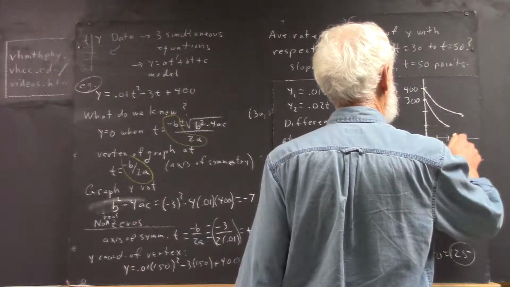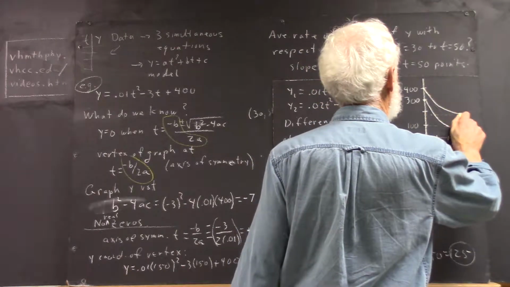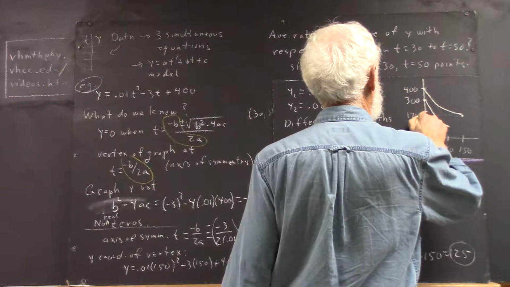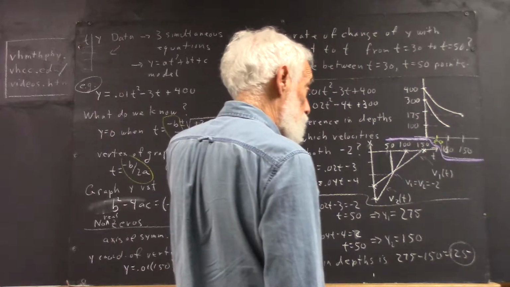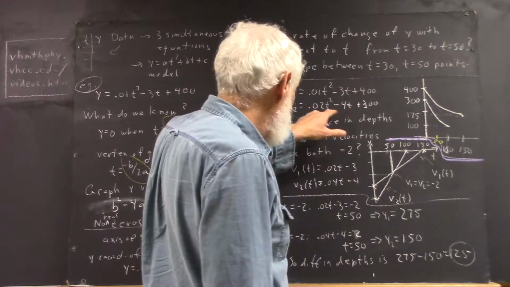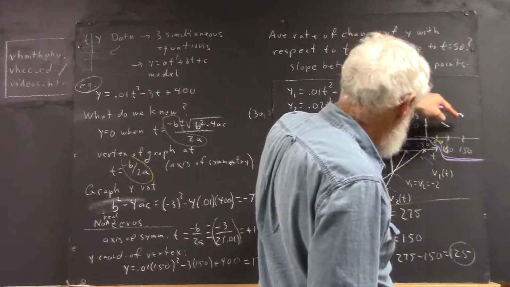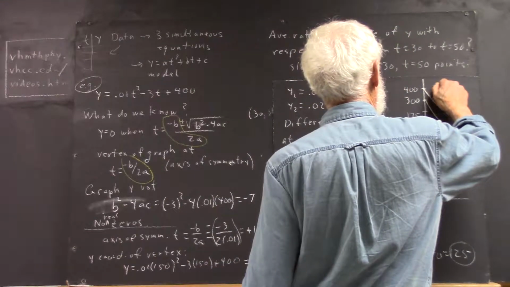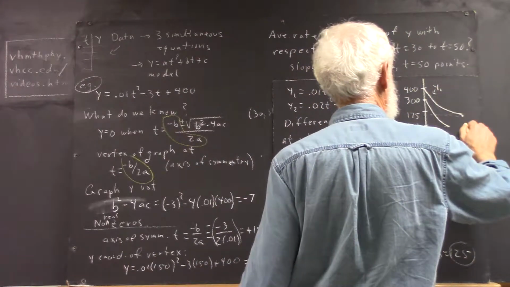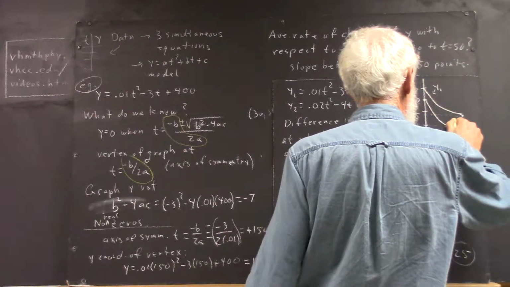So the vertex here is at 100. The vertex here is at y equals 175. So at 100, this function has its vertex. At 150, 175, this function has its vertex. This is the y1, excuse me, and this is the y2.